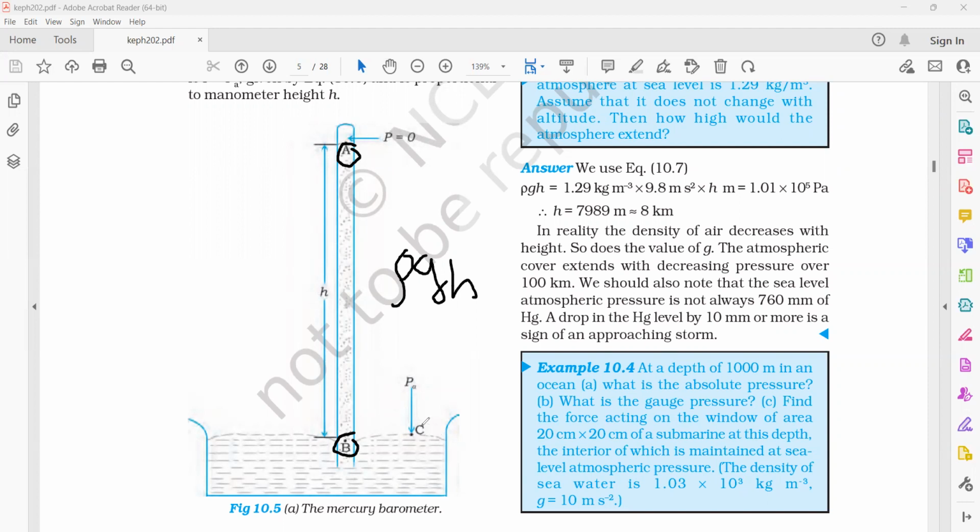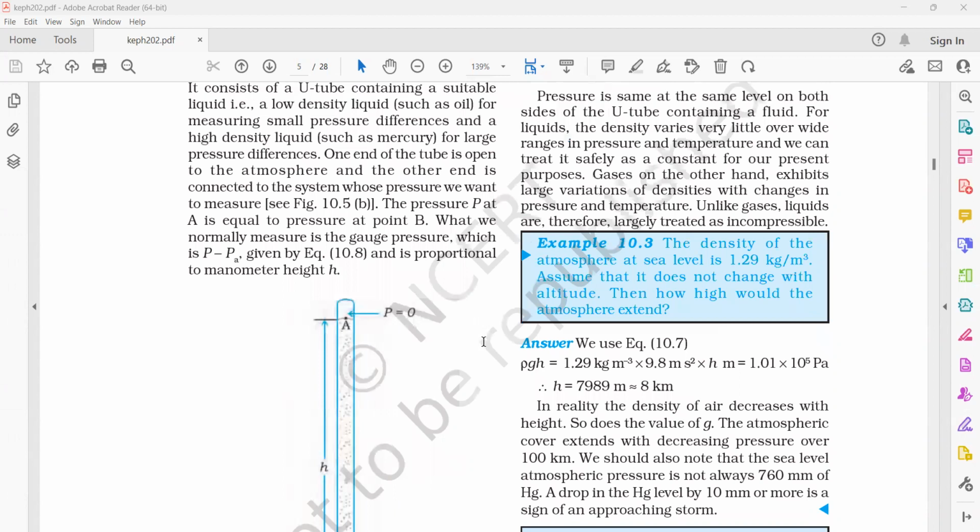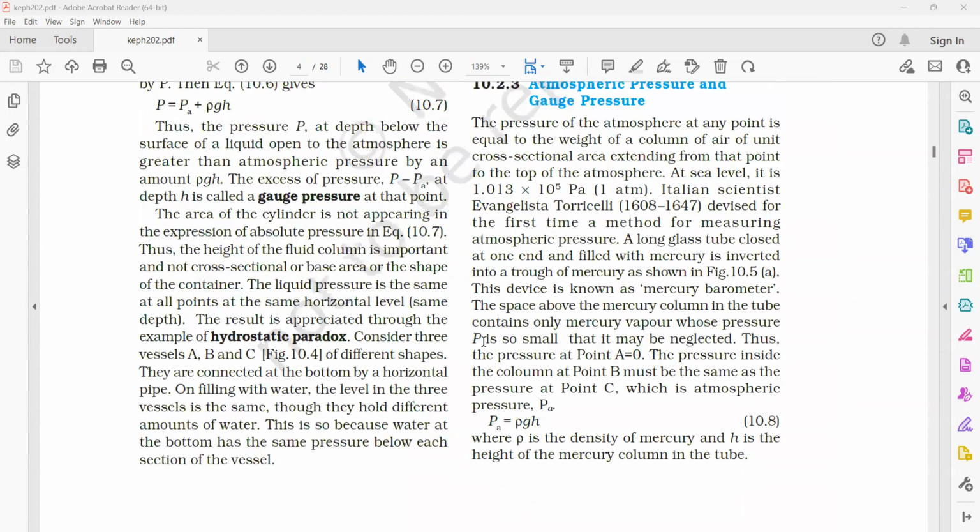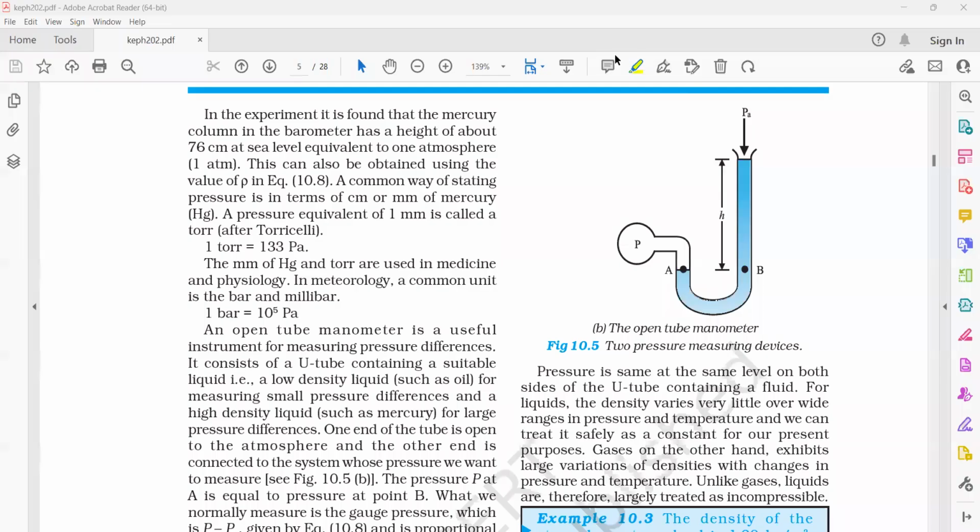Whereas the pressure at the point C is atmospheric pressure, P_A. This is called the mercury barometer, because we are using mercury here. So in this experiment, when the height is equal to 76 centimeters, the pressure at the point B will become 1 atmospheric pressure.